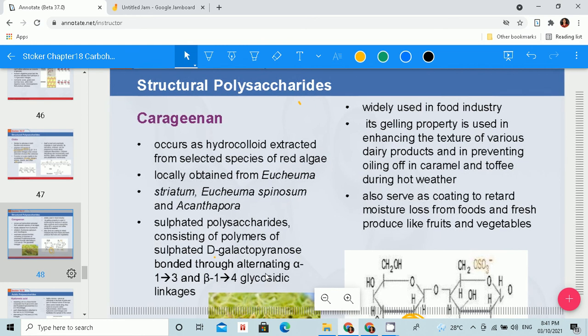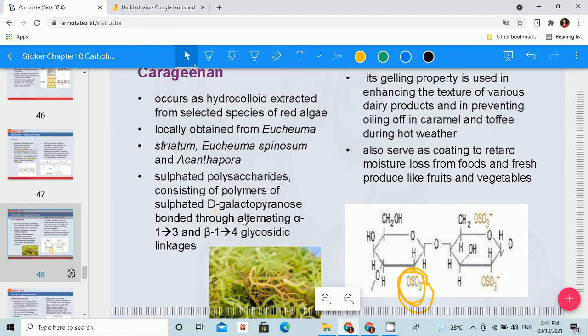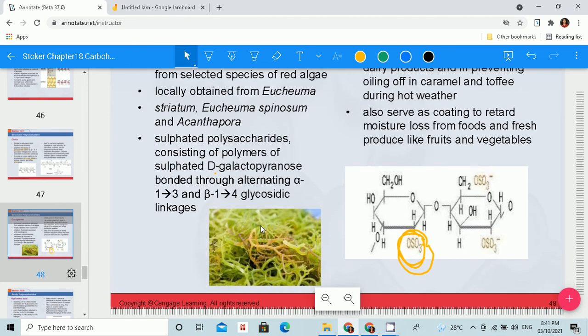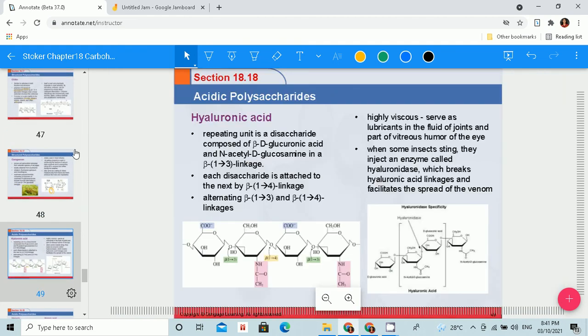Okay, so the jelly property of this, the sugar that gives it this structure and property, is carrageenan, and it also serves as a coating to retard moisture loss in foods and fresh produce like fruits and vegetables. So we have that one, carrageenan. Okay, then we have another.